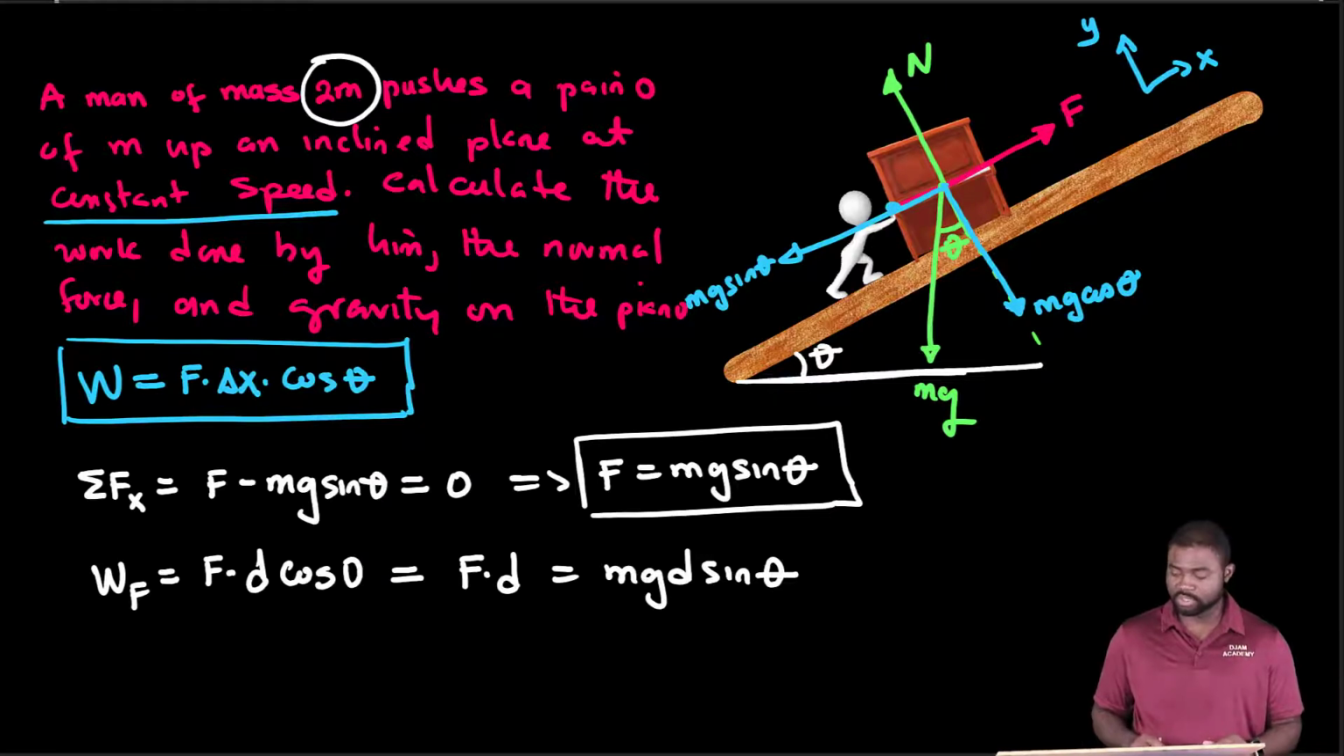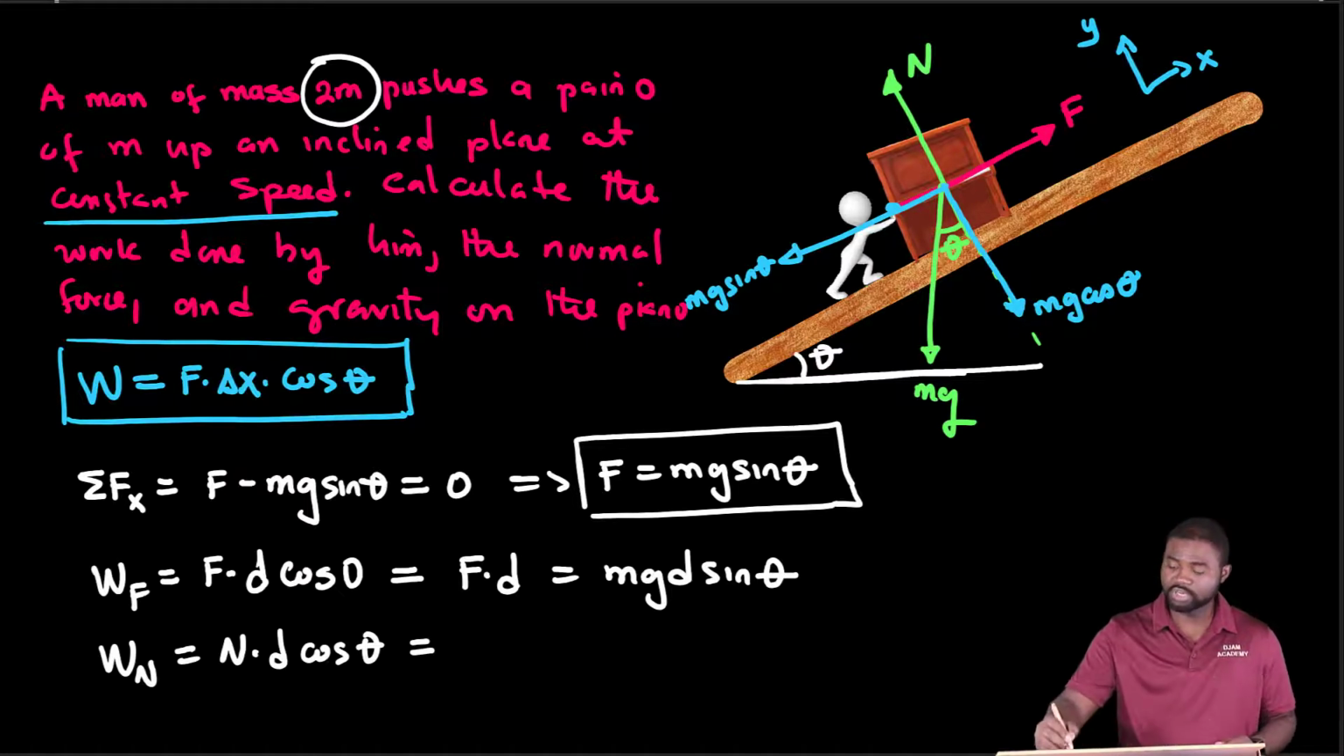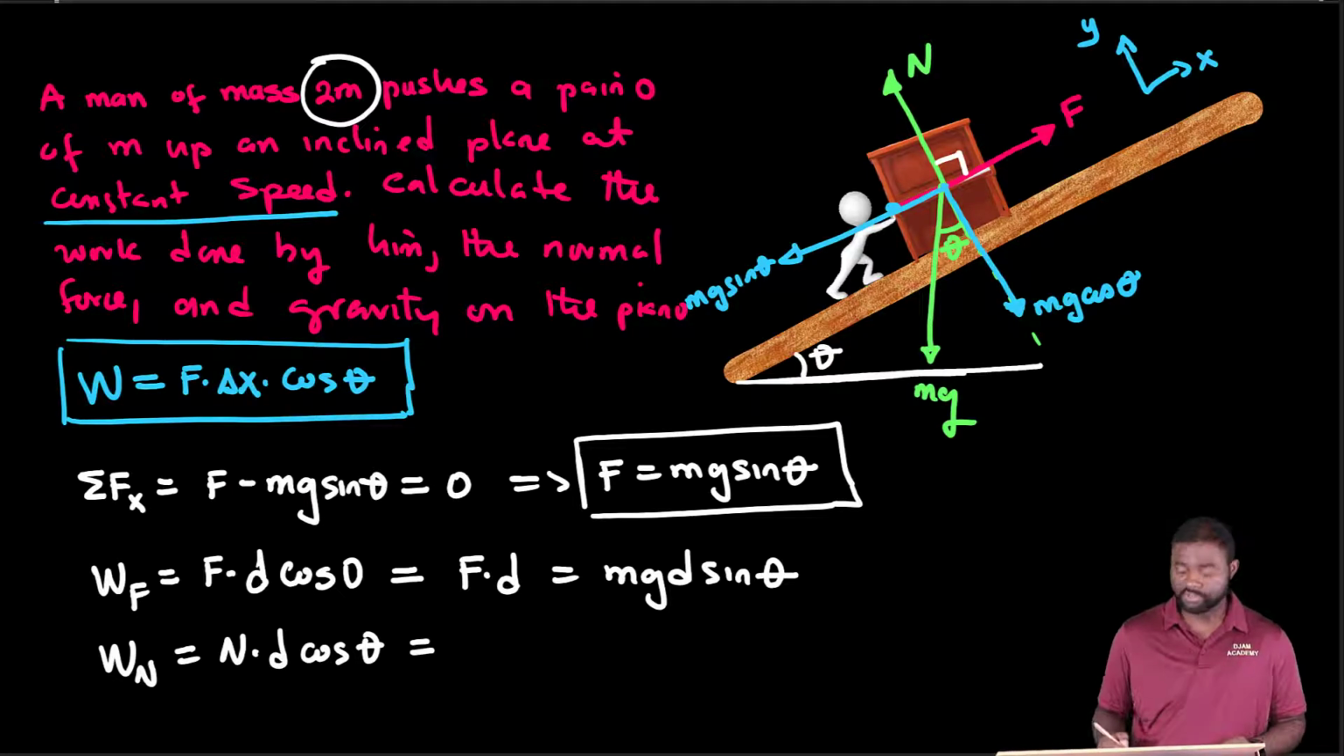Now the next question is for us to calculate the work done by the normal force. The work done by the normal force is the normal force multiplied by d, multiplied by the cosine of theta. Understand that theta is the angle between the force and the displacement vector, and in this case it is 90 degrees. So the work done by the normal force is 0.